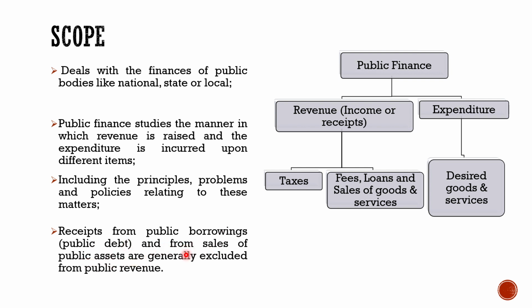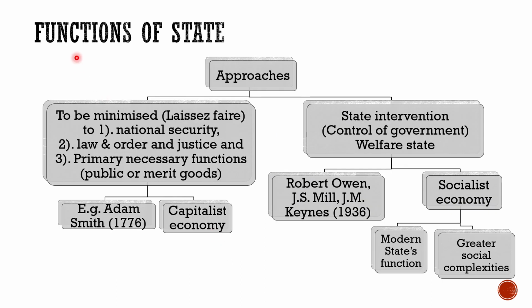So whenever we are talking about public revenue, we'll not consider public borrowings, means public debt, and the receipts from sales of public assets. Now, moving ahead with the functions of a state or the government, here we are having two different approaches. The first approach is the classical one, which is talking about laissez-faire policy, and this laissez-faire policy tells you that the government actions should be very limited, and government should minimize its activities in an economy. What are those activities that are very necessary for a government? The first is national security. The second is law and order and justice, and the third is primary necessary functions like the provision of public or merit goods. Only these three activities are concerned as far as laissez-faire policy, and for the other sectors, government should avoid entering.